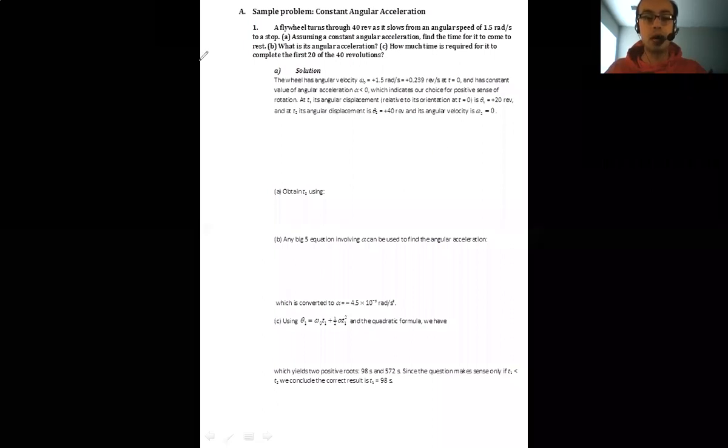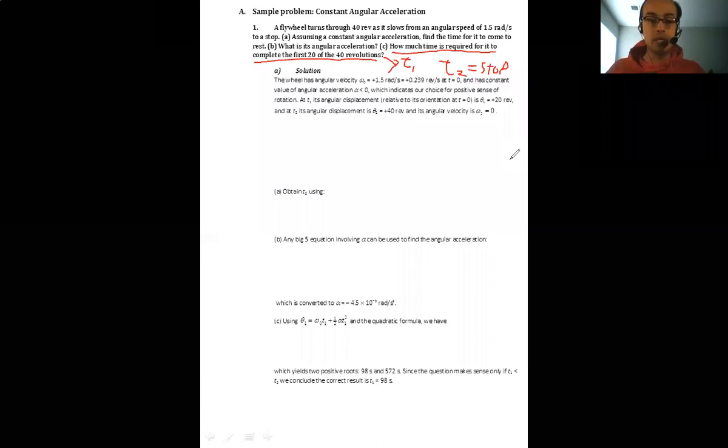For part C, we say how much time is required for it to complete the first 20 of 40 revolutions. We're simply defining this as T1. And then we're defining T2 as equal to the point where this stops. And that's basically what all of this is saying here. T2 is where the angular displacement is plus 40 revolutions, and its angular velocity is omega 2 equals 0.